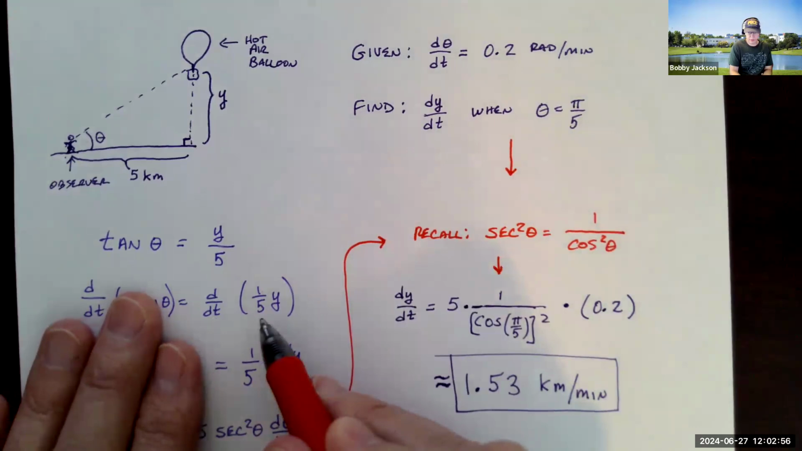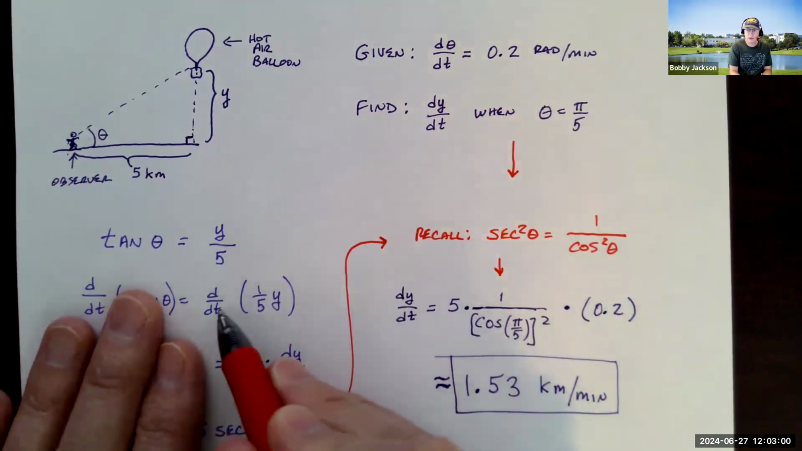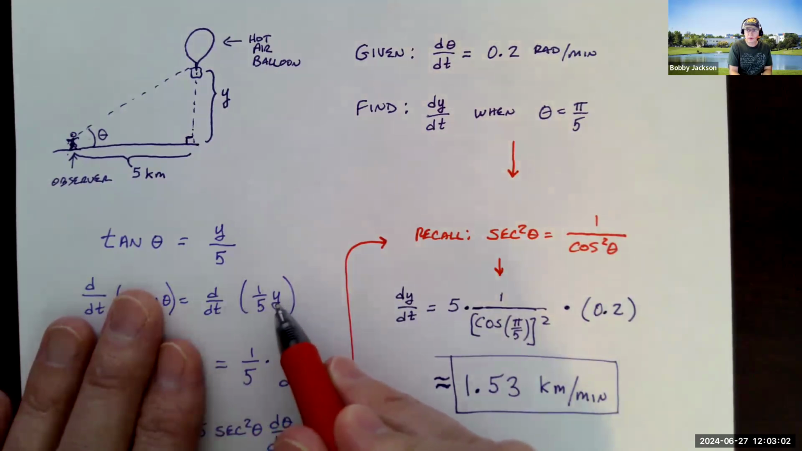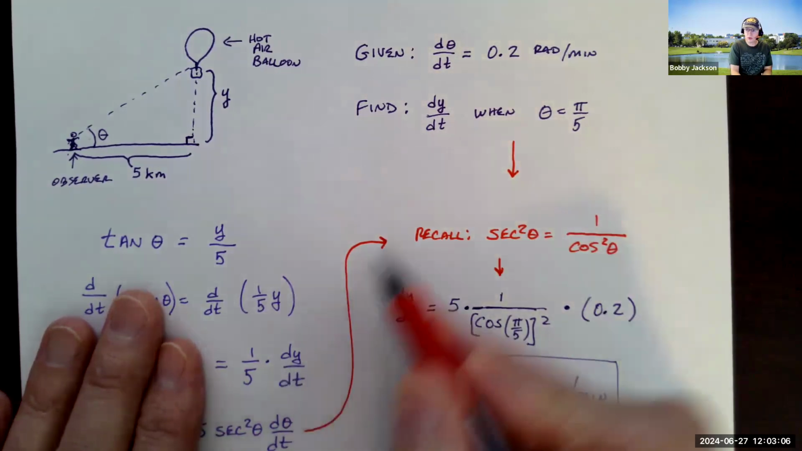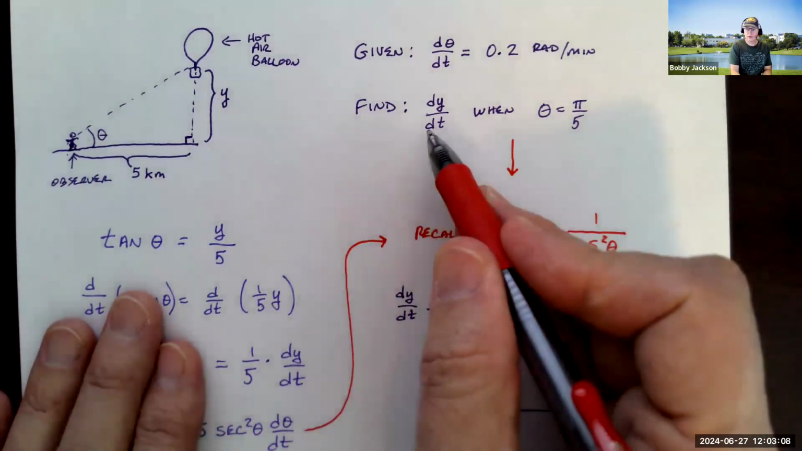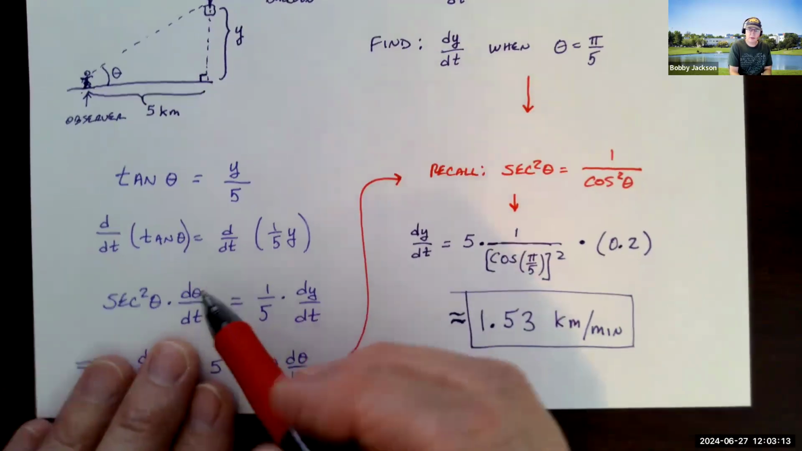When I take the derivative with respect to time of 1/5 y, the 1/5 will simply come out as a constant multiple. And then we take the derivative with respect to t of y, and that's just dy/dt, right? Which is what we're looking for. Hey, we found it! So we just need to solve for that in a minute. But on this side, we do have some work to do.